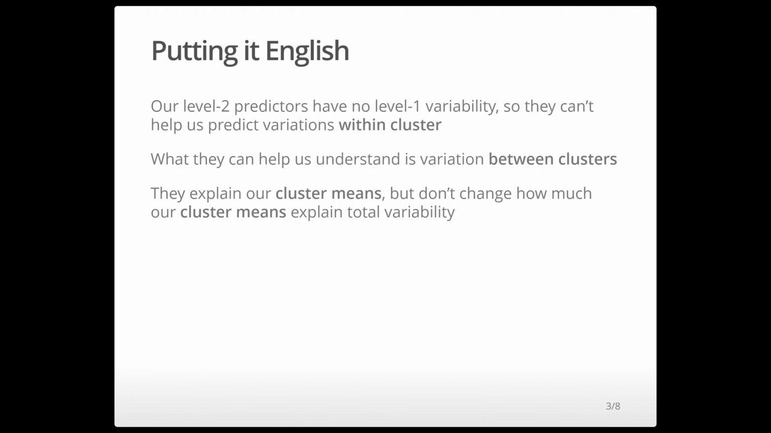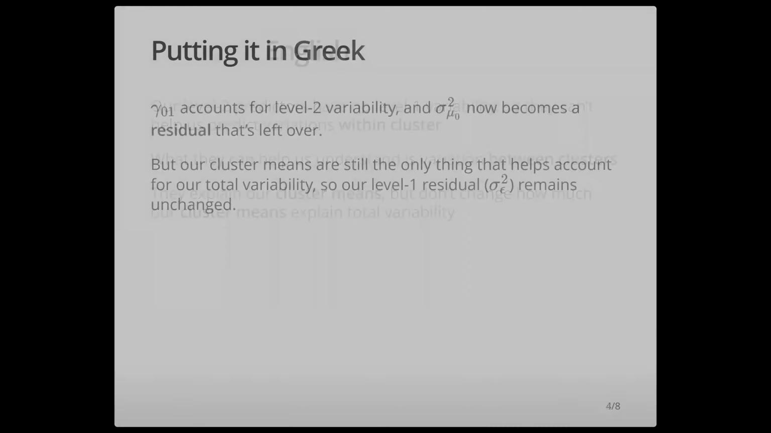So one way to think about this is that our level 2 predictors have no level 1 variability. So they can't help us predict variations within clusters, but they can help us predict variations between clusters. They can explain our cluster means, but they don't change how much our cluster means explain total variability.